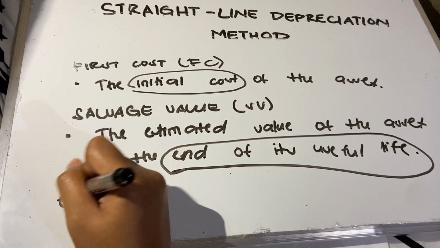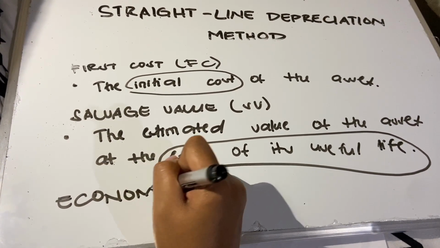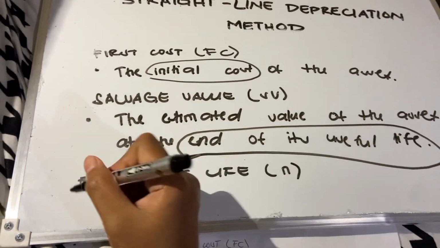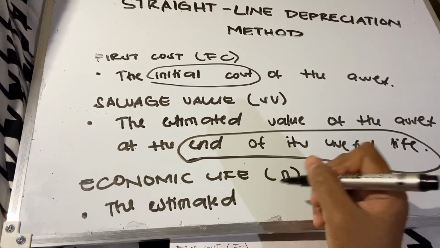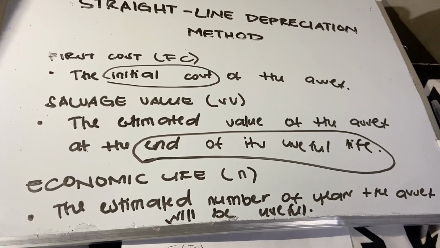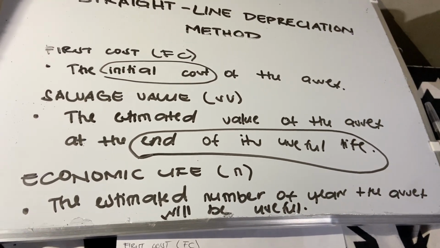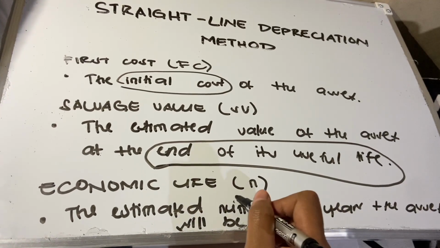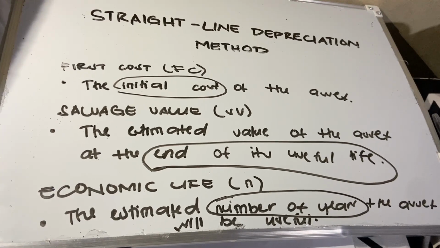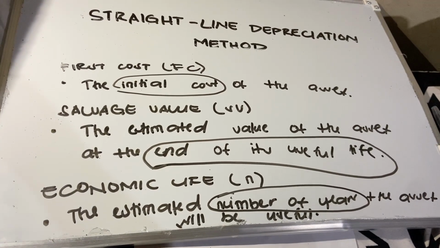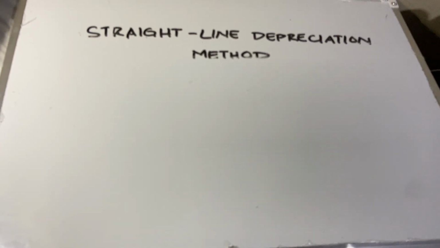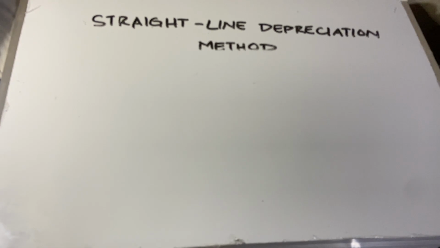So next is the economic life, or the N. So the economic life is the estimated number of years the asset will be useful. So these are the variables of the formulas. So now let me introduce the formulas needed when using the straight line depreciation method.